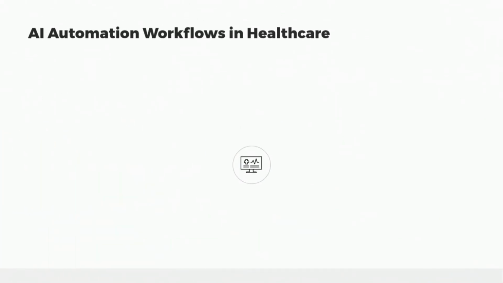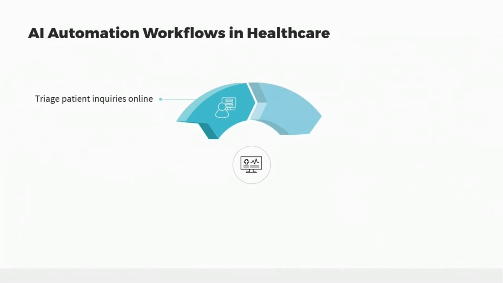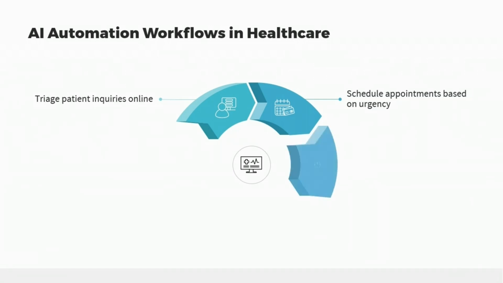Then we get to the healthcare sector. In the healthcare sector, AI automation workflows can improve patient care, they can optimize operations, they can even enhance clinical outcomes. AI-driven triage systems assess patient inquiries and symptoms online, prioritizing cases based on urgency and severity. And AI automation workflows can optimize appointment scheduling based on patient needs, ensuring timely access to healthcare services.